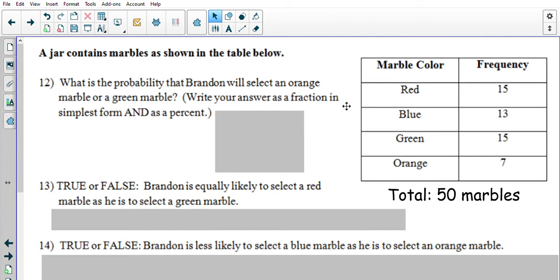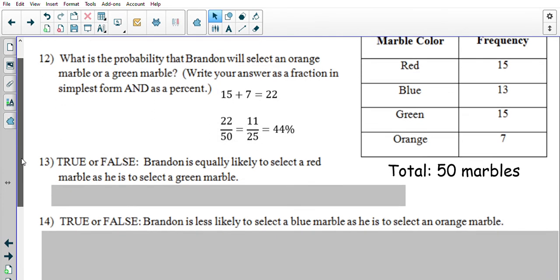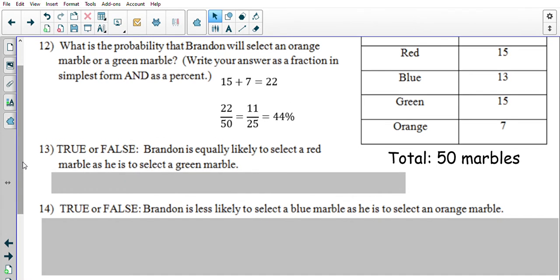So we count orange and green. We need to total these together, the 15 plus 7. Don't forget to add them together to get 22 out of 50. That will reduce to 11/25, which is 44%.